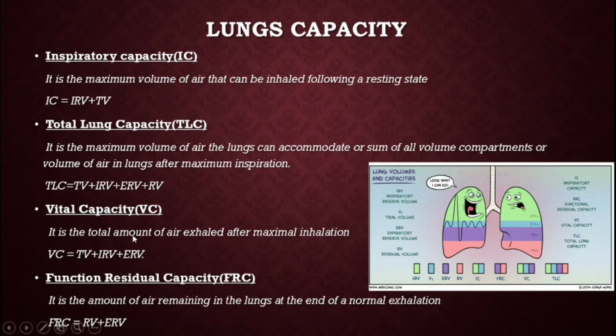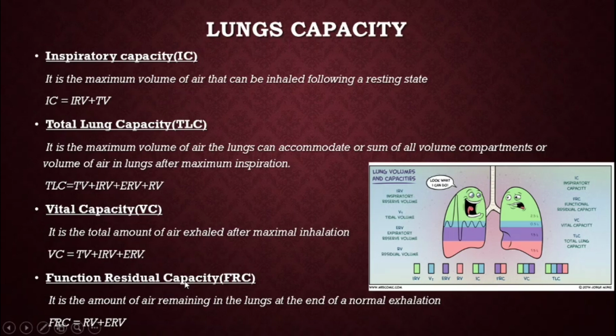Vital capacity is the total amount of air exhaled after the maximum inhalation. So this is the maximum inhalation, and after the maximum inhalation, this is the maximum exhalation. From this point to this point, these are the three lung volumes, and when you combine these three lung volumes, you will get the vital capacity. So the vital capacity is the tidal volume plus the inspiratory reserve volume plus the expiratory reserve volume. Why are you calling it vital? Because all these three volumes are vital for you. They are utilized by you during breathing.